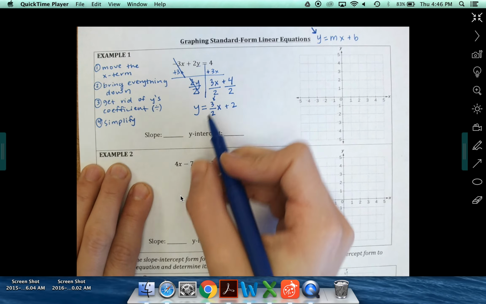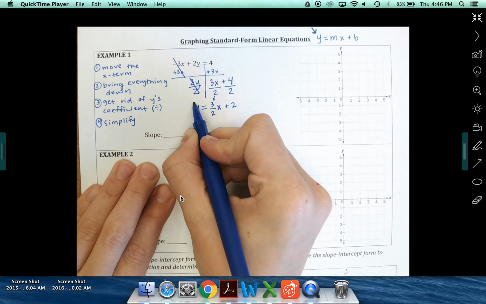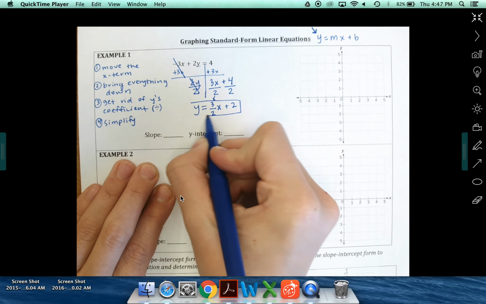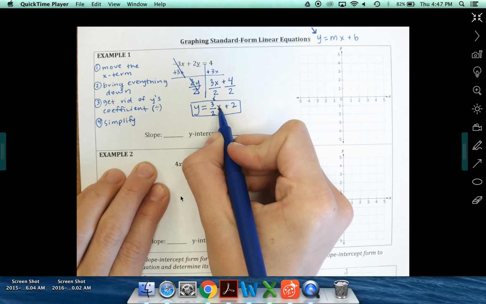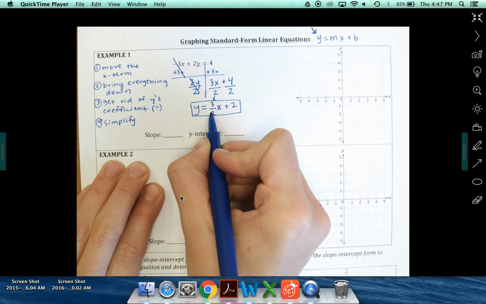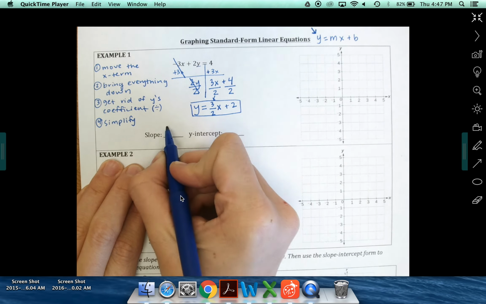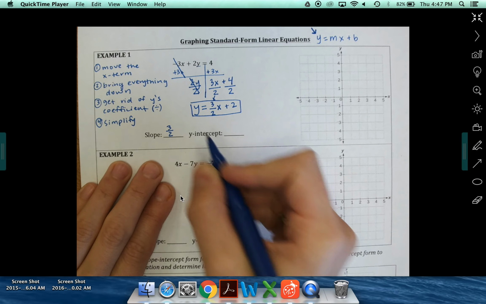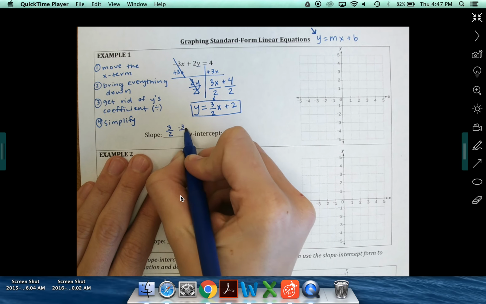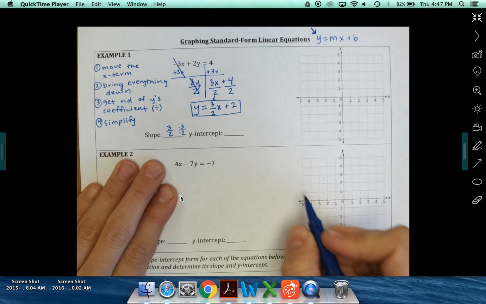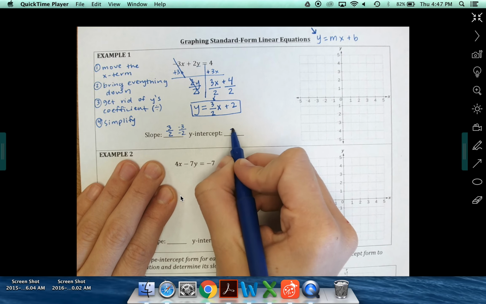So now I have my y equals mx plus b form. I have y equals 3 over 2x plus 2. Remember, my slope is the number with the x, so my slope is 3 over 2, or negative 3 over negative 2. My y-intercept is a positive 2.